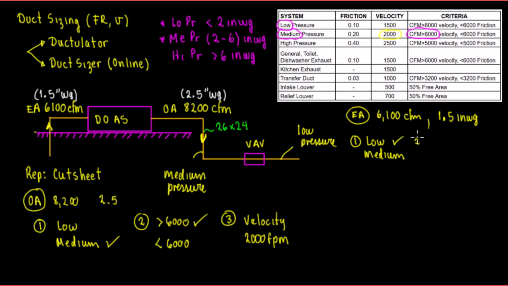Step number 2, what is it? Do you remember, guys? So we need to check on the 6,000. Is it more than 6,000 or less than 6,000? So in this case, we have like 6,100. So it's greater than 6,000. So I'm gonna put in here a check mark.